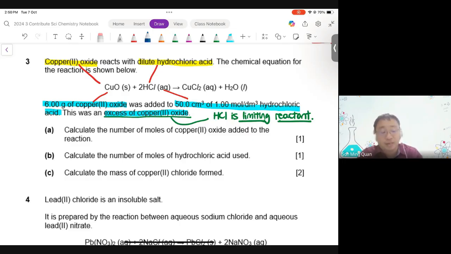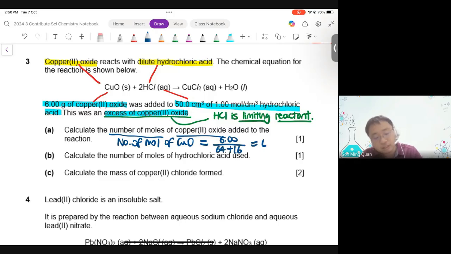So I think 3A is still easy. Calculate number of moles of CuO. Okay, this one is quite straightforward. I'll just show you the answer quickly. So it's just mass divided by the MR, which is 0.075 moles. So A is easy. 0.075 moles of CuO, copper 2 oxide. B already created problems because of this word used.